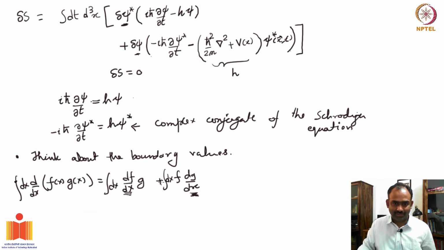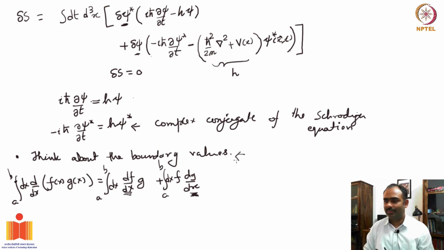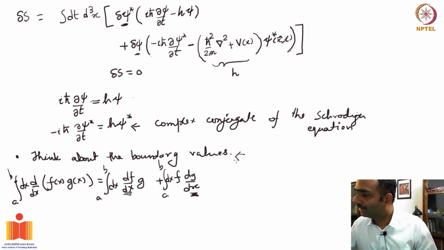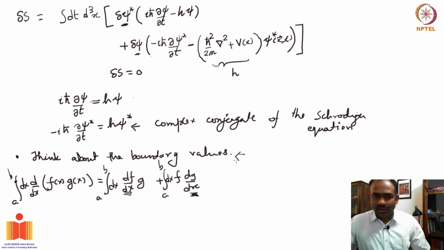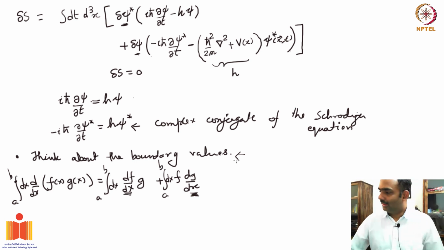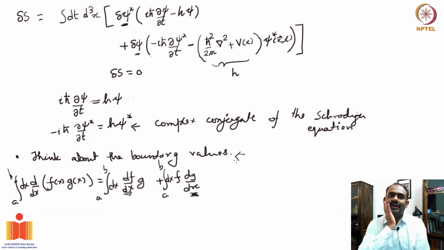That is what we have done, and because this term you have to take to the other side, there is a minus sign which we have used, and this is the one which generates the boundary terms. If you put limits from a to b, that is the one which is generating boundary terms, and that is what I am asking you here to think about. So we'll continue further looking into the system in the next video.